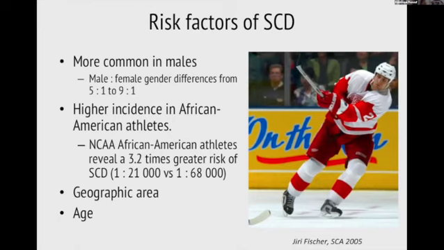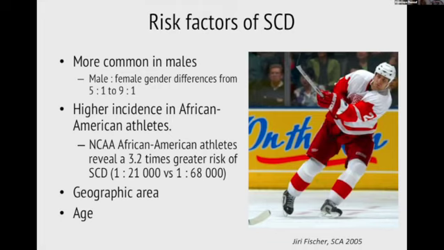Basically, deaths are more common in males, with reports of male to female gender differences ranging from 5 to 1 to 9 to 1. Marijon et al. assessed characteristics and outcomes of SCA in middle-aged individuals in a large 12-year prospective study in the Northwestern US region, and they reported a significantly higher incidence of SCD in males, with a relative risk of almost 19. Also, the incidence of SCD is higher in African-American athletes. NCAA African-American athletes reveal a 3.2 times greater risk of SCD compared with white counterparts.